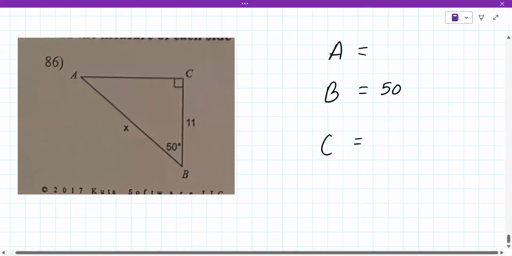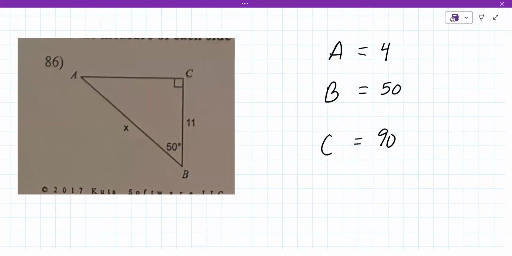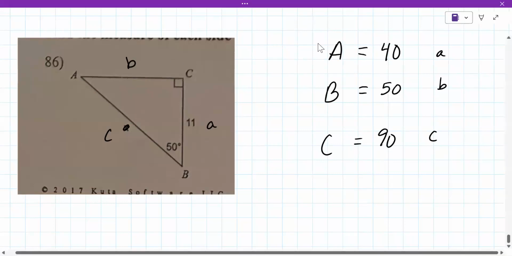90 degrees. And then A is 40. How did I come up with 40 for A? Add to 180 and subtract. That's right. And then there's little a, little b, and little c. Little c is across from big C, little a is across from big A, and little b is across from big B.